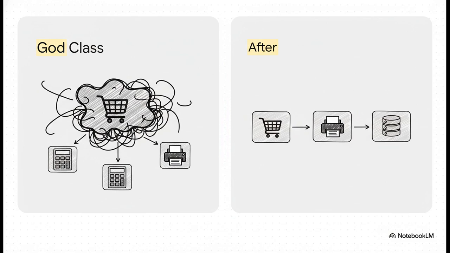Look at what's happening here. We haven't lost any functionality, we've just organized it. The shopping cart class now only worries about shopping logic. If we need to change how an invoice gets printed, we only have to touch the card invoice printer. This keeps our changes isolated, and that dramatically reduces our risk.